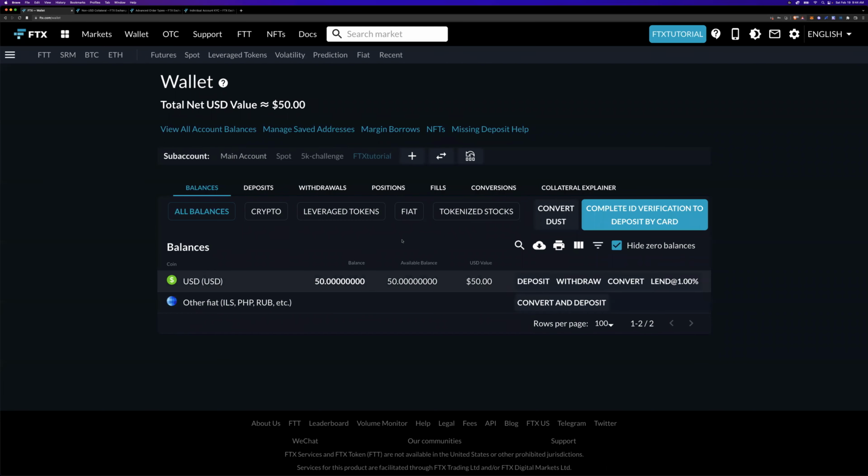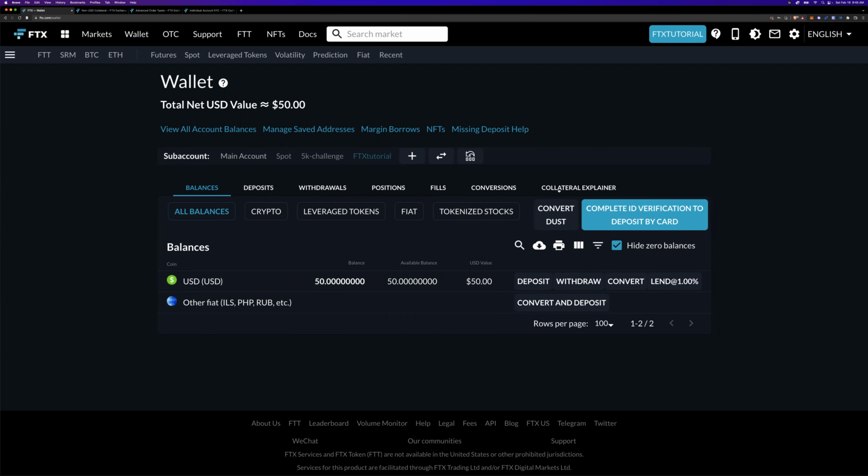For example, if I wanted to go short on the FTX tutorial account, this one right here, I can go short on any product that is available to me. Versus my other accounts right here, I can have a completely different strategy with different collateral, with different amounts of money in these other accounts. One strategy does not have to conflict with the other. One capital from one account does not have to conflict with the other. So this is one of the good things about FTX.